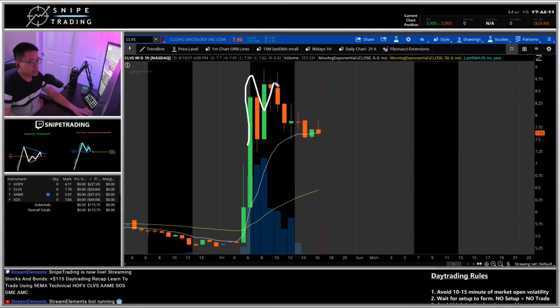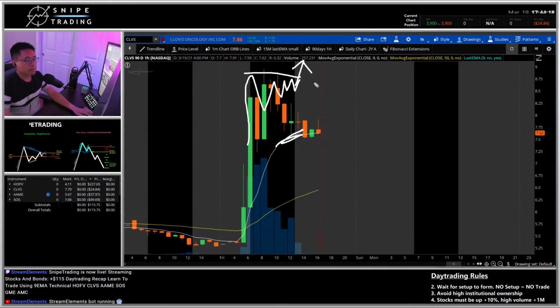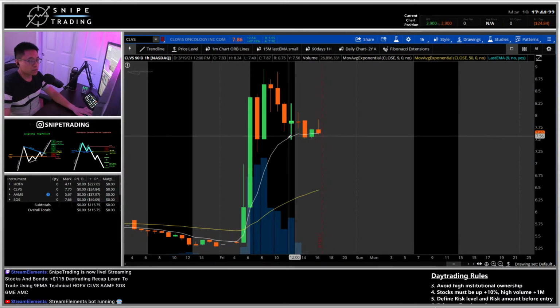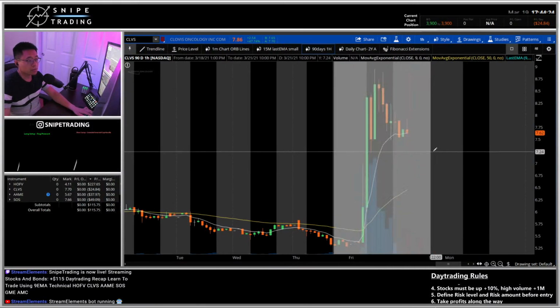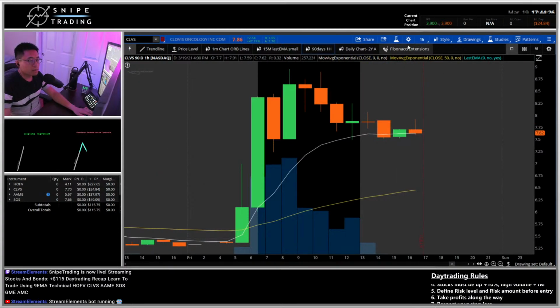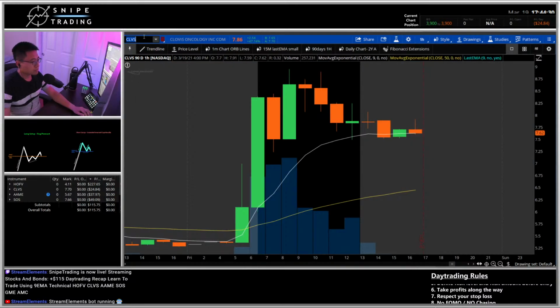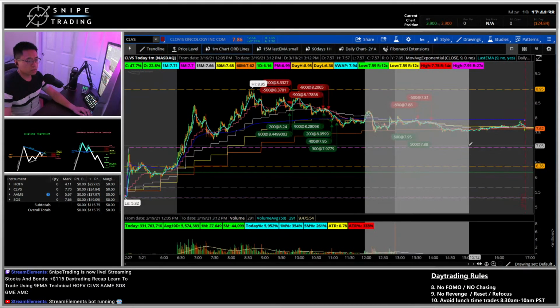So if it sets up long here, but it's far away, the success rate of going higher would be lower. But if there's news or chasers or something, someone's pumping it up, then yeah, it might go, but it might not be a long-lasting one. So that was CLVS. And I was actually up on it, but I think I gave it away after hours on these two trades here.